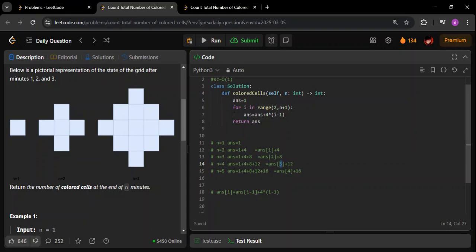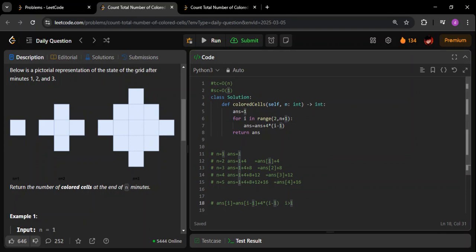That's why for the answer of I, we're writing I minus 1 here, and this I minus 1 is getting multiplied with 4, along with the previous answer. Remember, this formula will be applicable for I greater than 1. It will not be applicable for I equal to 1, because we have a minus 1 there. For I equal to 1, we'll always have a distinct answer.